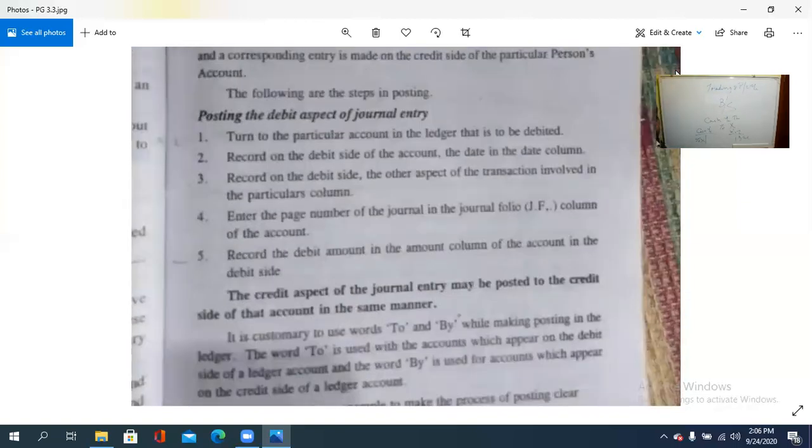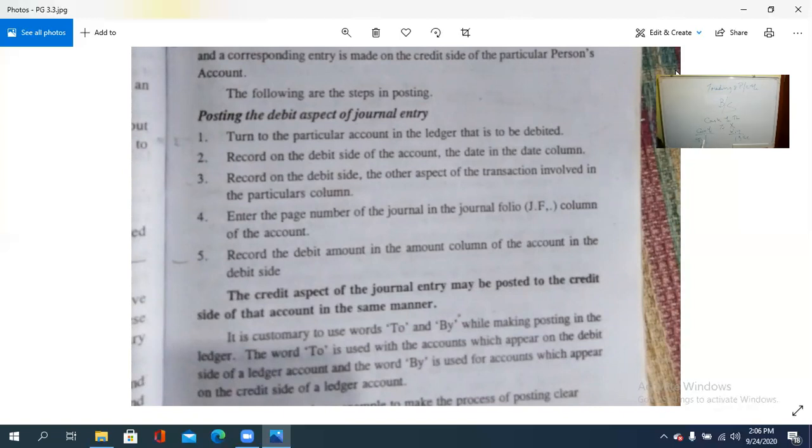Posting the debit aspect of a journal entry. Turn to the particular account in the ledger that is to be debited. For example, cash account debit to X. So, which is the account? Cash account is the debit aspect and X is the credit aspect. So, in the cash account, debit side to X.